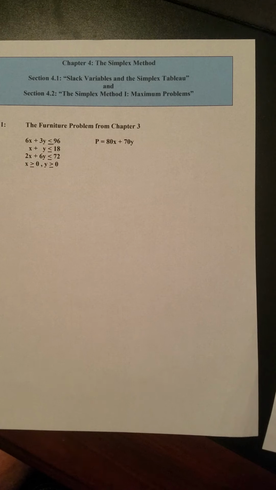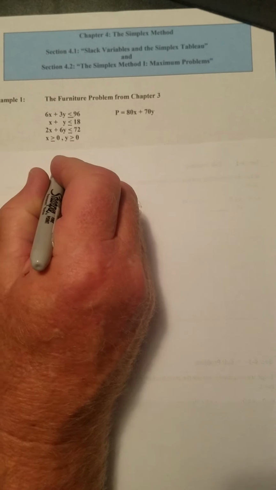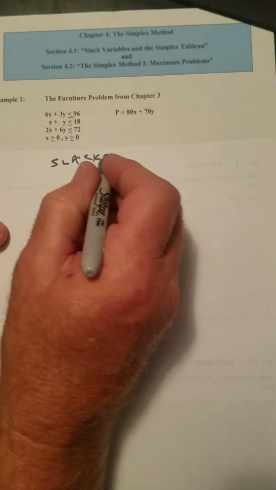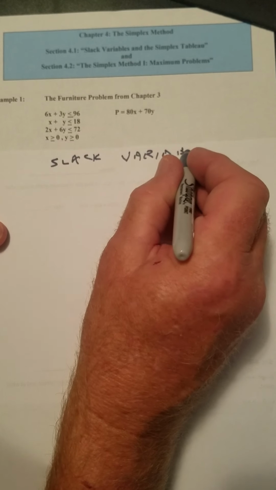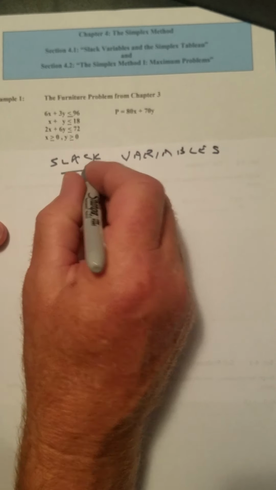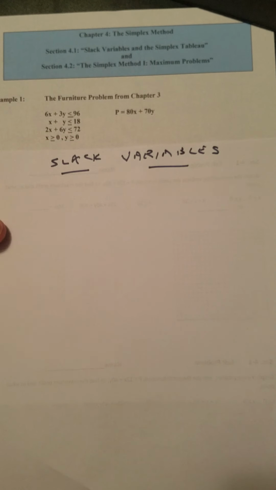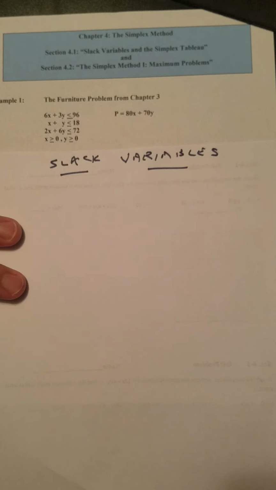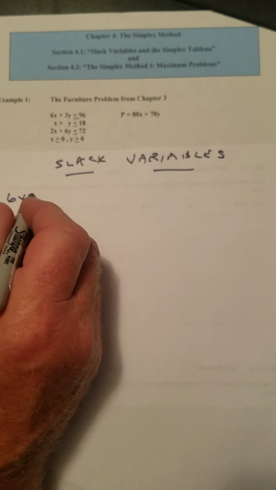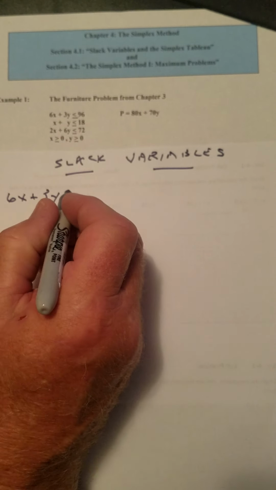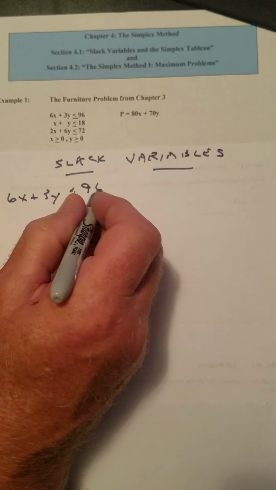Okay, let's talk about what they call slack variables. Write that down, slack variables. In this problem, we're going to have 3 of them. Okay, so let's start out with 6x plus 3y is less than or equal to 96.